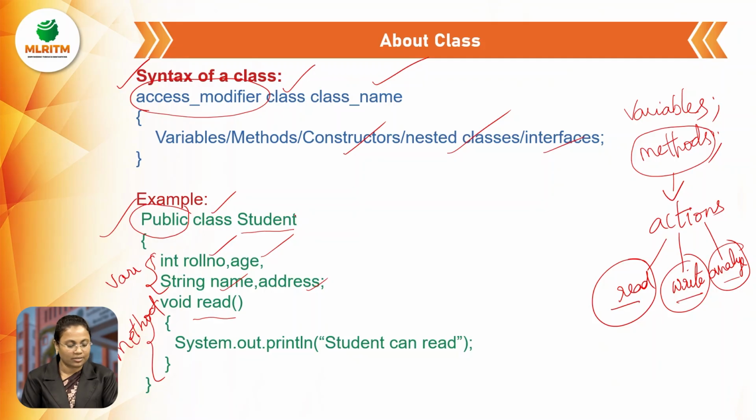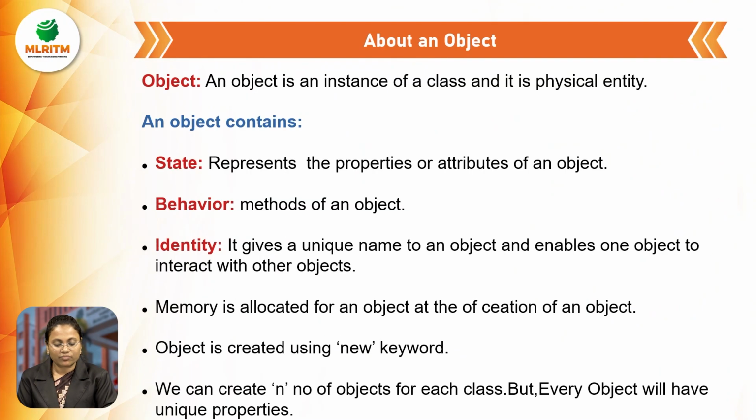Variables and methods of whom? Student class, right? To access these variables and methods, we should use an object. Without an object, we cannot use these variables and methods. When we access these variables and methods, only then can we perform certain actions. So directly we cannot access this. That's why next we'll move to the concept called object.